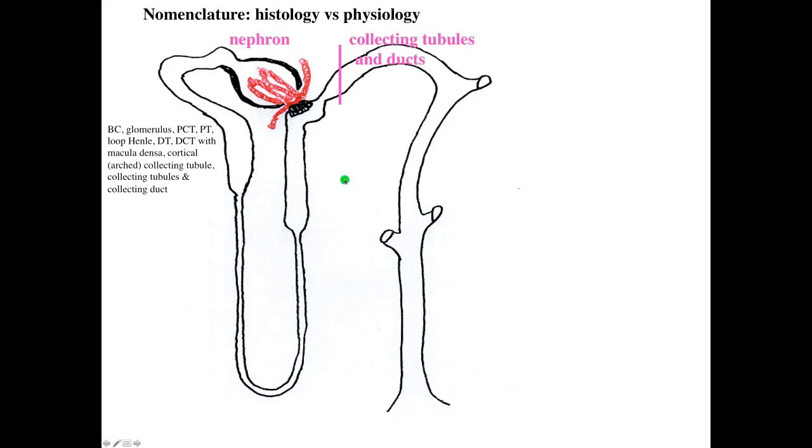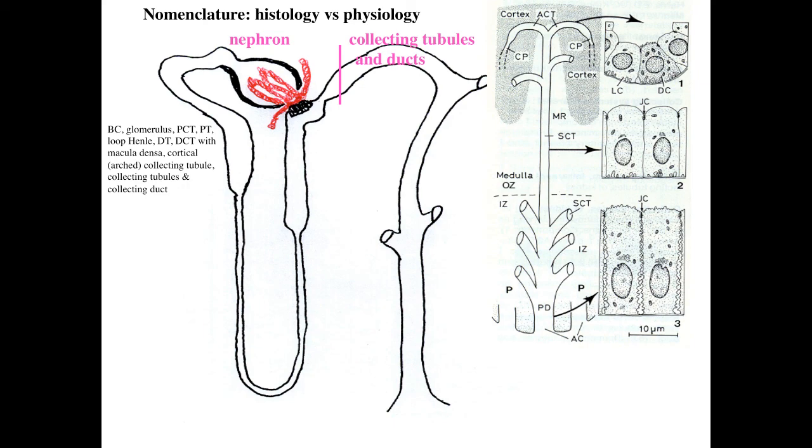Anatomists make the distinction because these portions have a different embryologic origin than the collecting tubules and collecting ducts. This is not that critical for you, just as long as you understand that anatomists term the structures a little differently than the physiologists. Function, it doesn't really make that much difference.